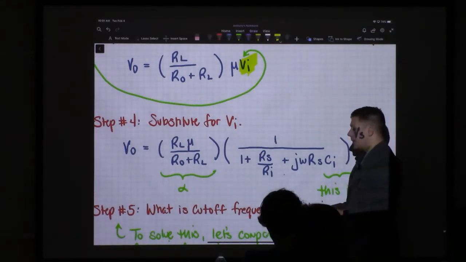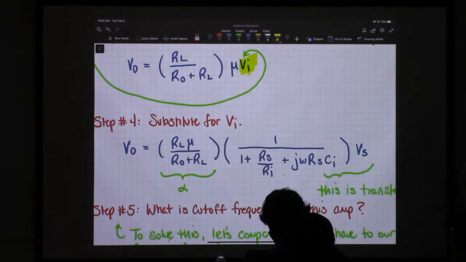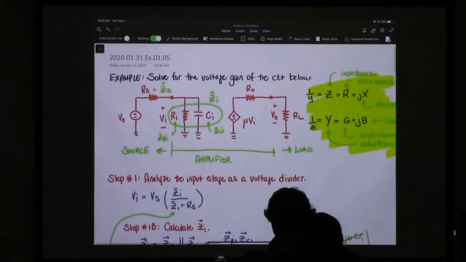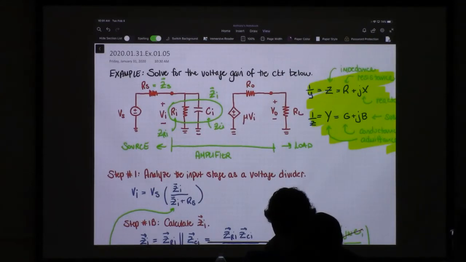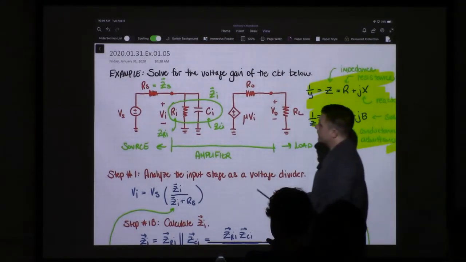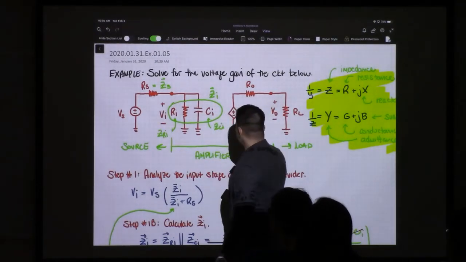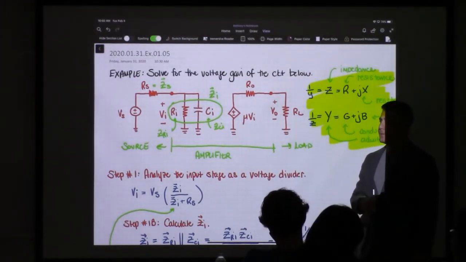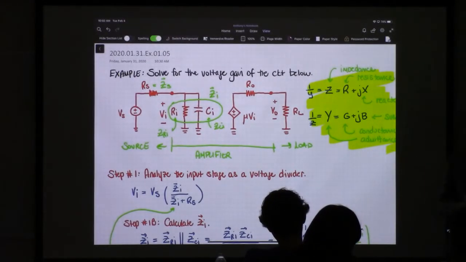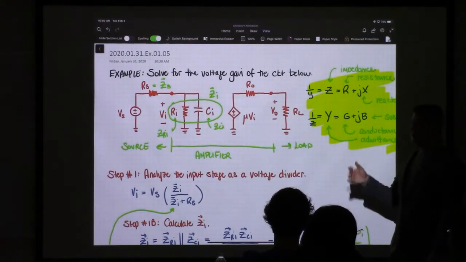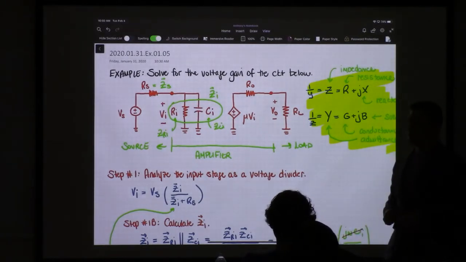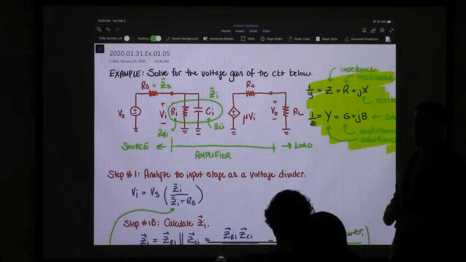So the next question it asks us is, what is the cutoff frequency for this amplifier? If you look at the input stage, you'll note that it looks very similar to a low-pass filter. So we want to figure out for this whole device what the cutoff frequency is. Now, how can we do that? There are several different ways. We could plug in values and try to figure out where it goes down 3 decibels from the highest value. That would take a little bit longer.